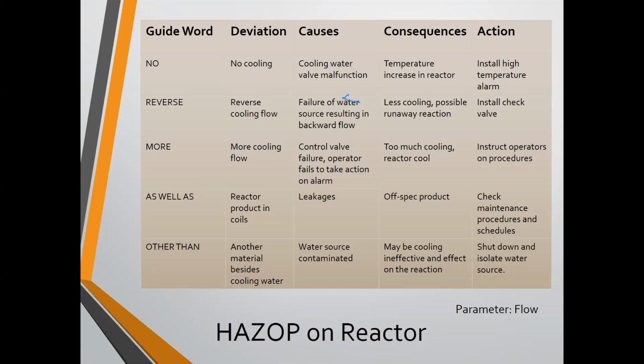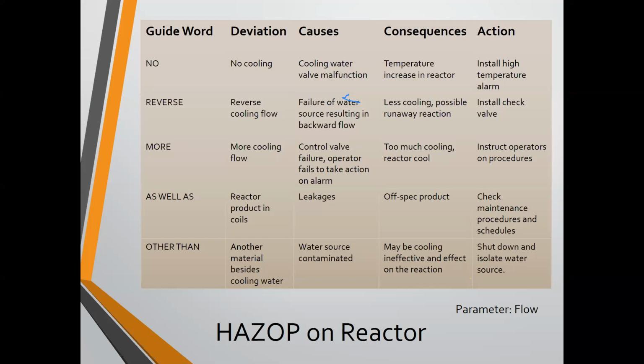The third guide word is more. The deviation in this case is more cooling flow. For example, we have a rated flow of A MMSCFD, and it becomes A plus 2 or plus 3. So we'll consider that case here.